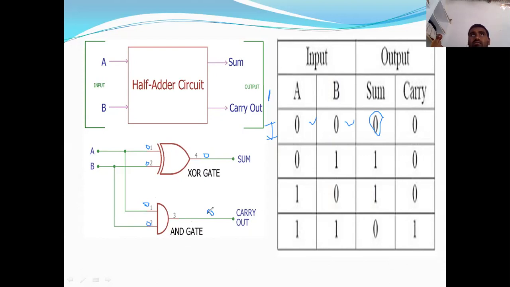So that is the carry. The output of the AND gate represents the carry and the output of the XOR gate represents the sum. So the carry is this one.